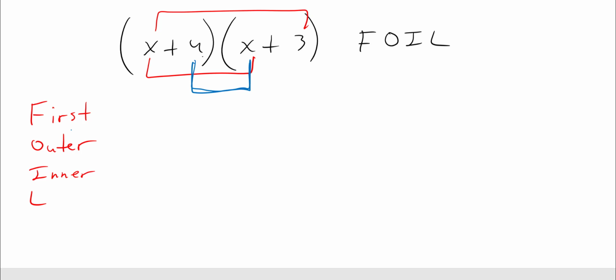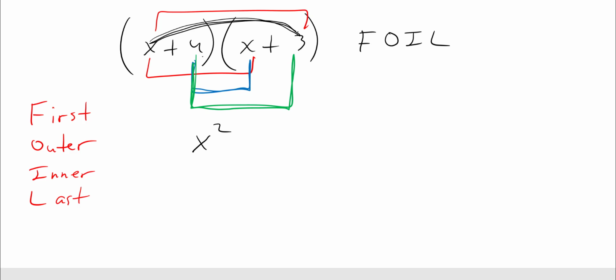And then last are your last terms. So the 4 and the 3 are the last terms in there. The x and the x are first terms. The 4 and the 3 are your last terms. And then you have inside and outside, or inner and outer. So that's what we're going to be multiplying together when we use FOIL. So let's do that. Our first term is going to be x times x, which is x squared. Our outer term is going to be x times 3, which is plus 3x. Our inner term is going to be plus 4x.